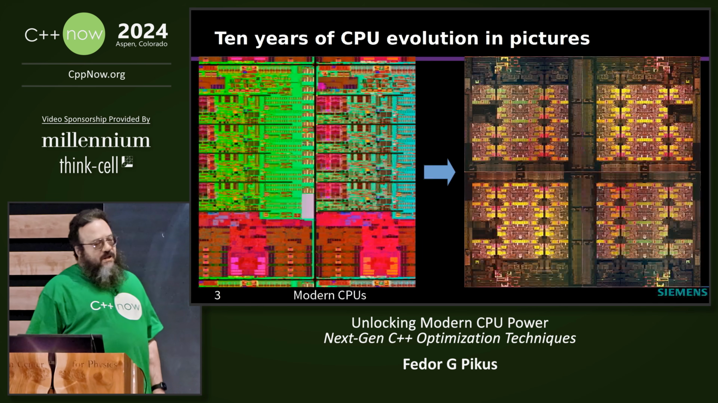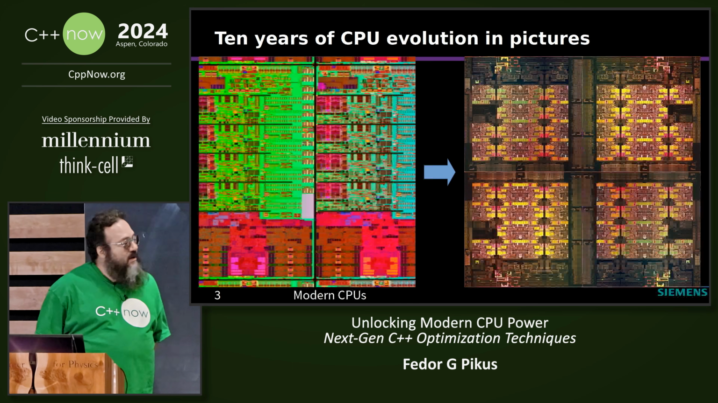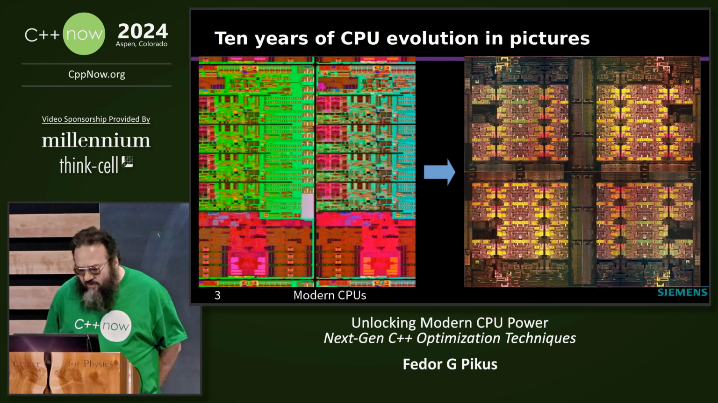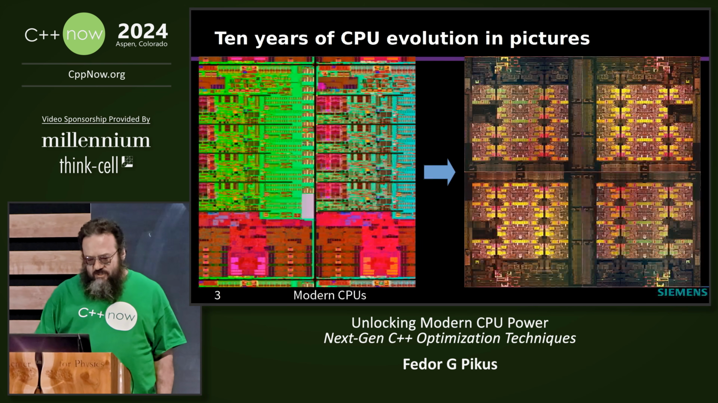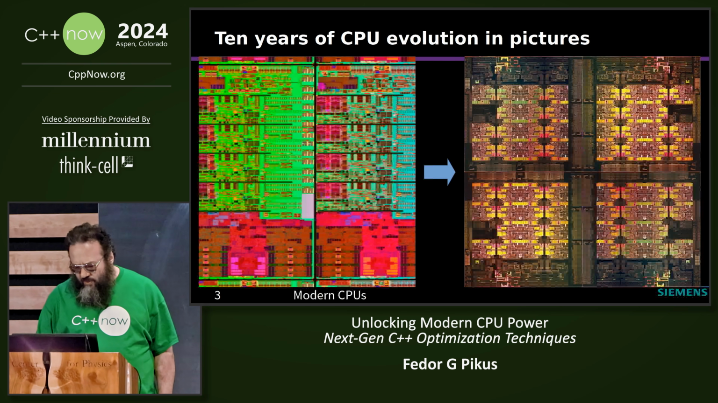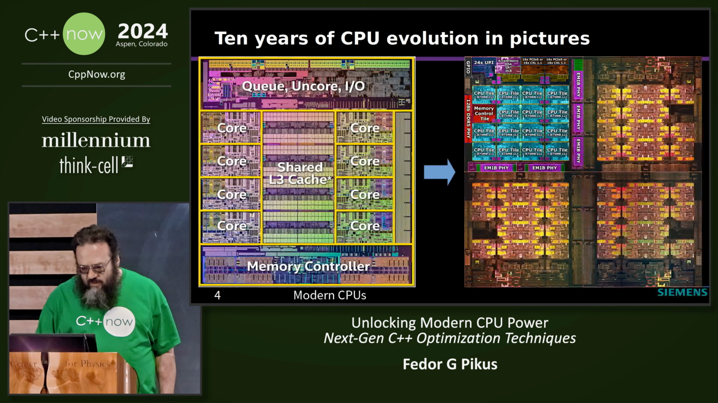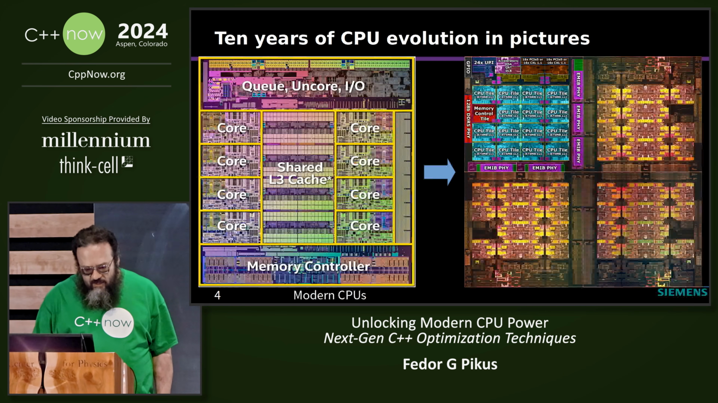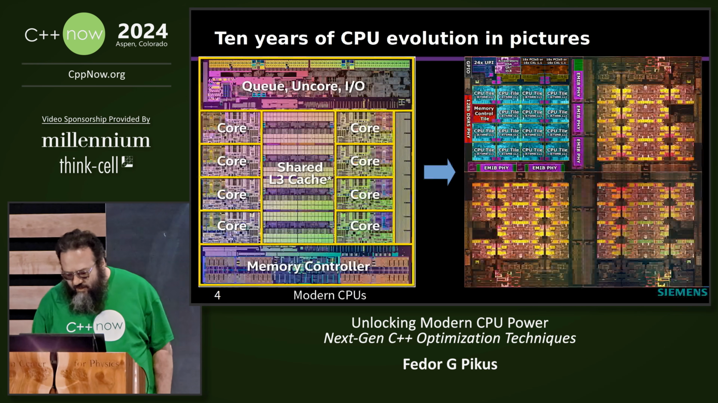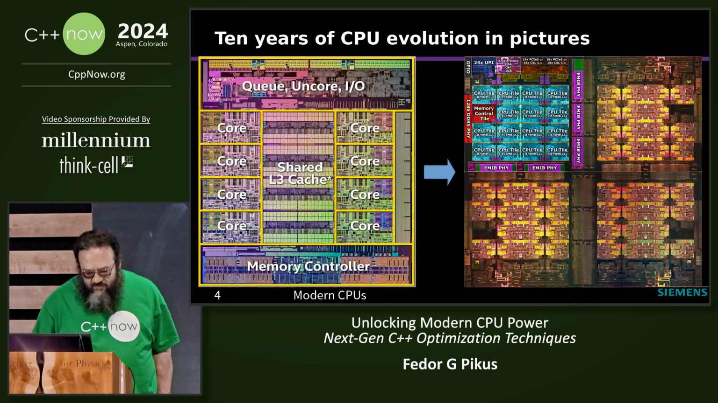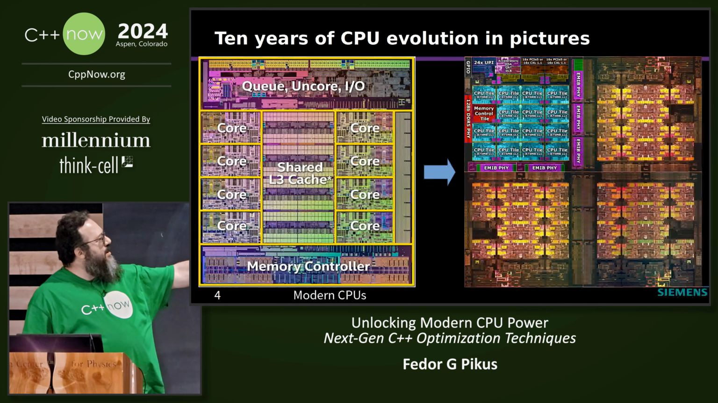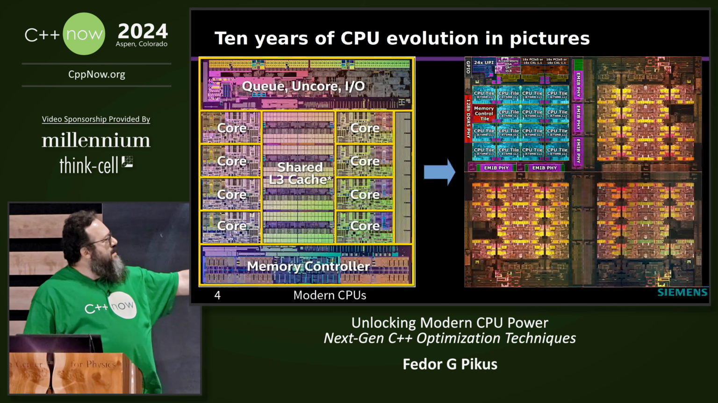On the left is the Haswell, and on the right is, I think, Sapphire Rapids. So a 10 years old CPU on the left, about a year old on the right. If you need help reading this die, this kind of explains it. Multi-core structure, shared L3 cache.